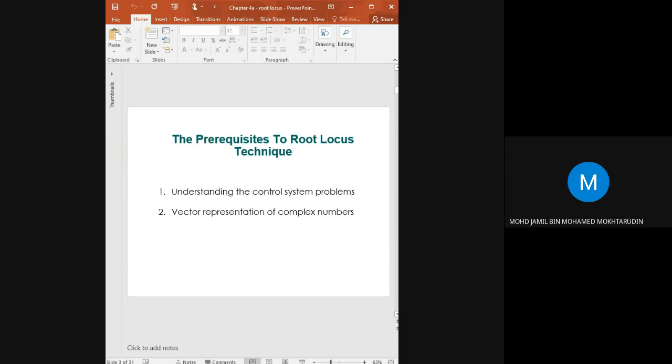Before we learn about root locus, we need to understand the problems in control system and also the vector representation of complex number. So what are they? I think you have learned number 2, but we will revise on that.